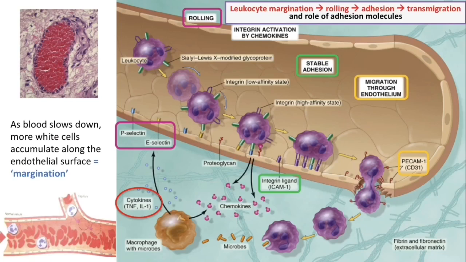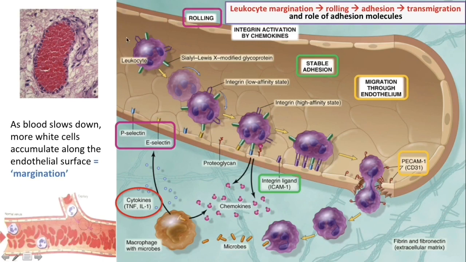Let's move on to the cellular events of inflammation. Following the vascular events of inflammation, fluid loss into the extravascular space will lead to stasis and slowing down of the blood within the vascular channel. So more white cells will accumulate along the endothelial surface in a process called margination. So you can see in the image here, the leukocytes are lining up on the endothelial surface at the edges of the blood vessel. So this is the first step in the cellular event of inflammation.